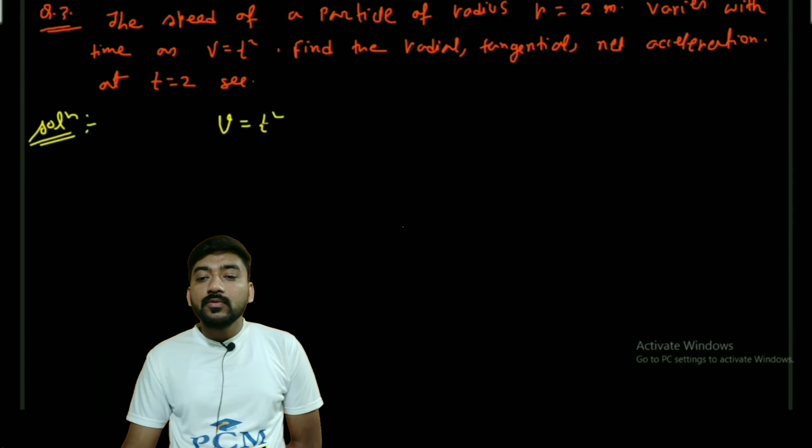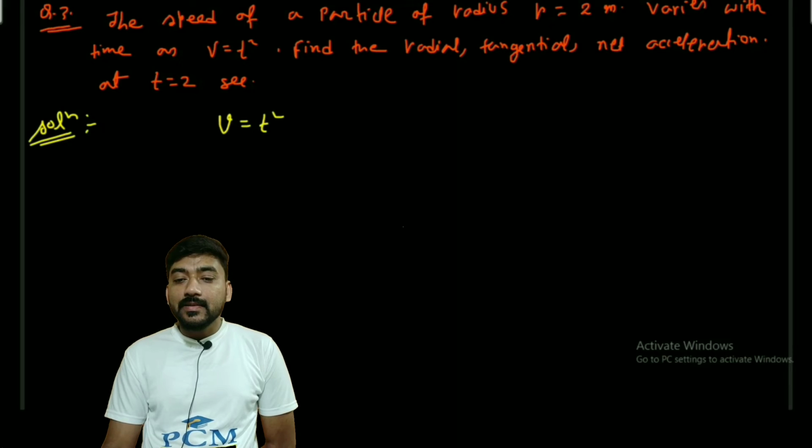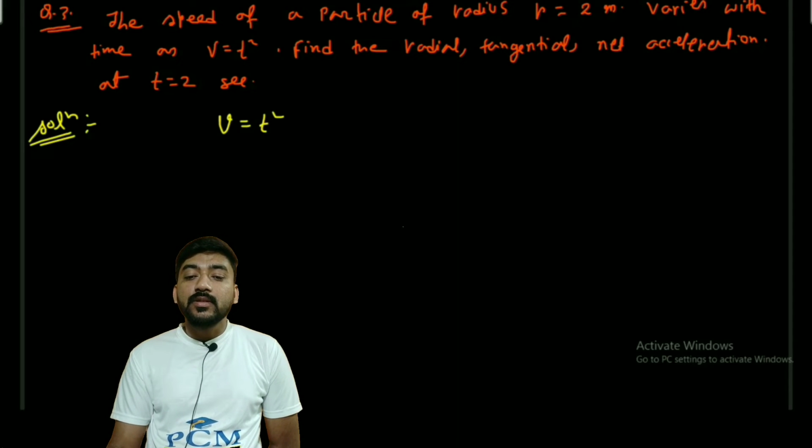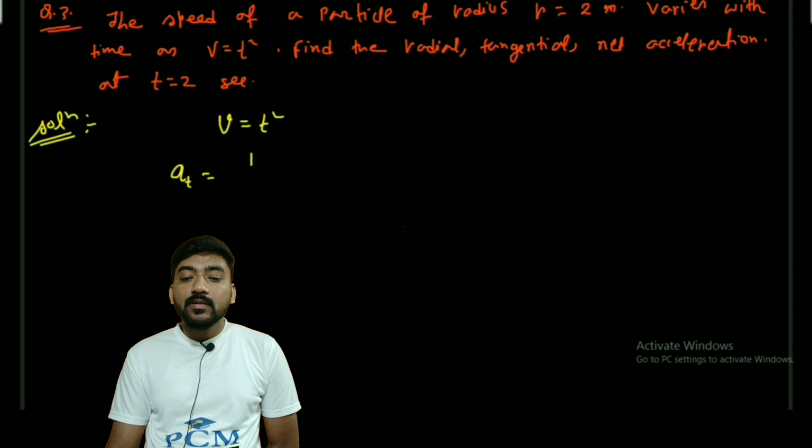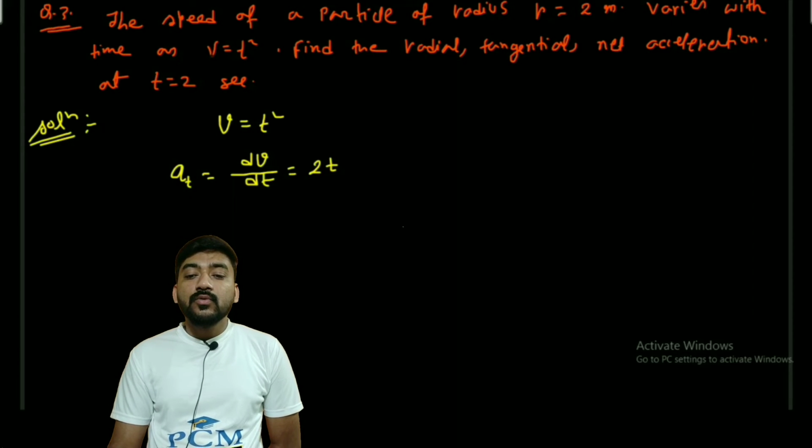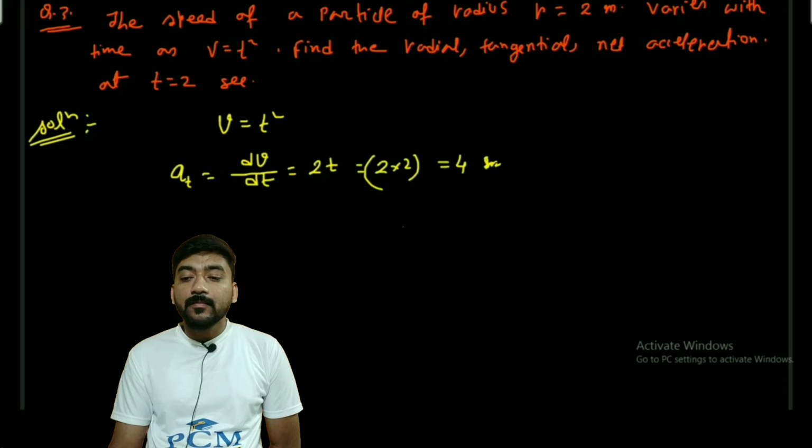So what you have to find out? You have to find out radial acceleration and tangential acceleration. Tangential acceleration is just dv dt. So tangential acceleration is just dv upon dt. So this is actually 2t, and at t is equal to 2 seconds, it will be 2 into 2, that is 4 meter per second square.